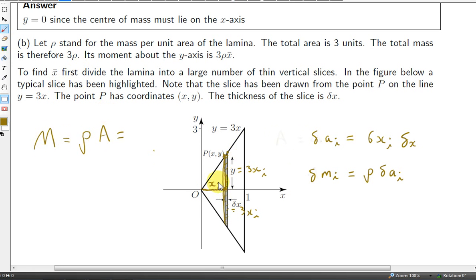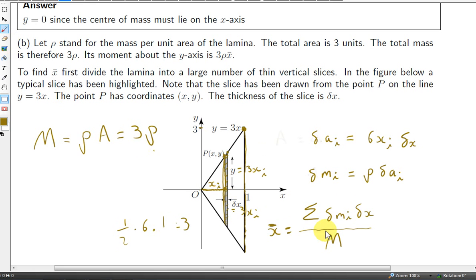So what's the area of this triangle? Well, the height of it is from 0 to 1. The height is 1. What's the length of the base? Well, this point here has coordinates 1, 3 times 1, so 1, 3. So that's 3 and that's 3. So the total base is 6. So the area is half the base times the height. Half times 6 times the height of 1. That's 3. So we have 3 rho, the mass per unit area times 3, or 3 rho.